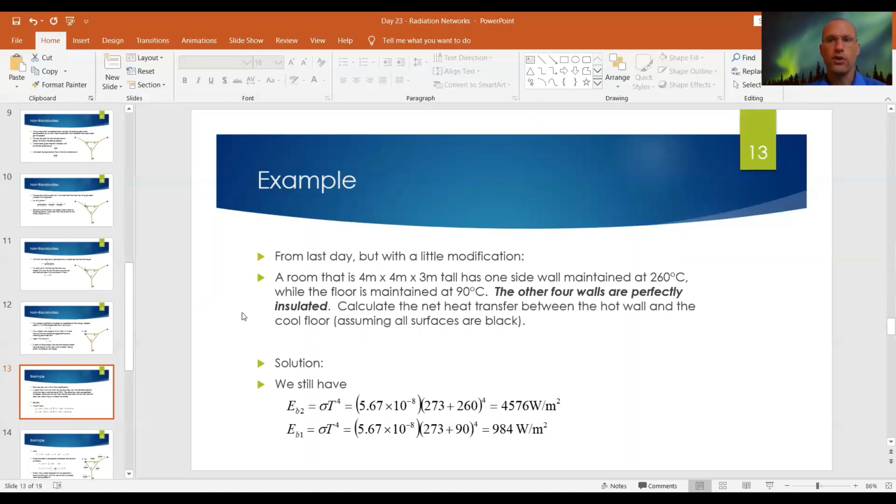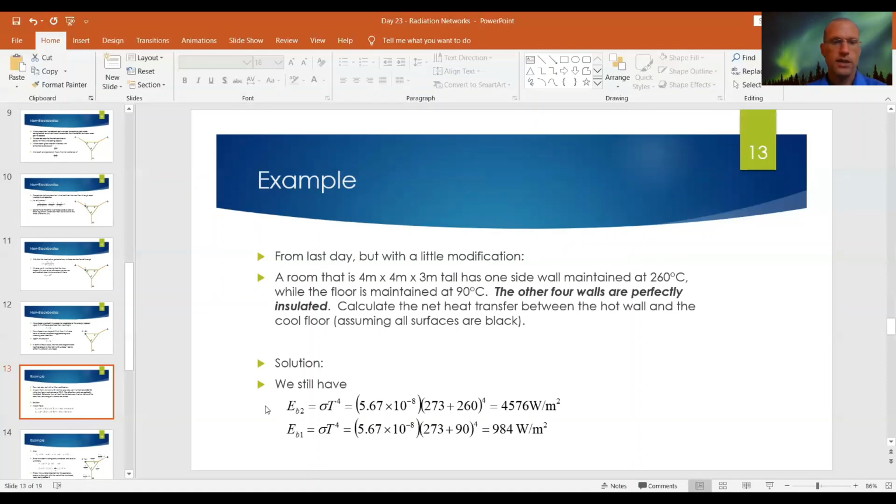But to know what they're going to do, I need to know something about them. So this time I'm going to add in the fact that the other 3 walls and the ceiling are perfectly insulated. I want to calculate the net heat transfer between the wall and the floor in this case. I'm going to assume all surfaces are black, so epsilon equals 1 for all surfaces.